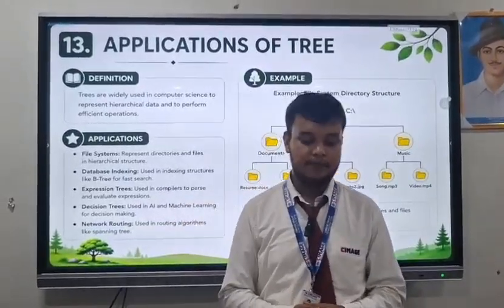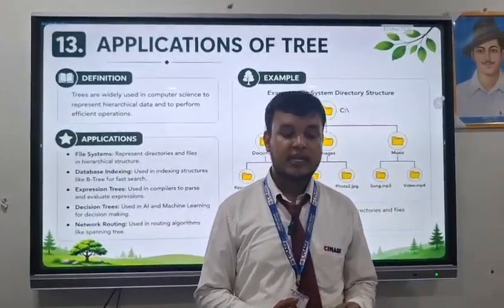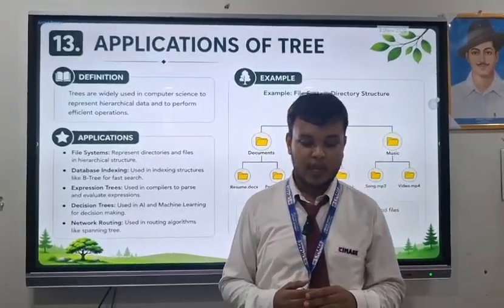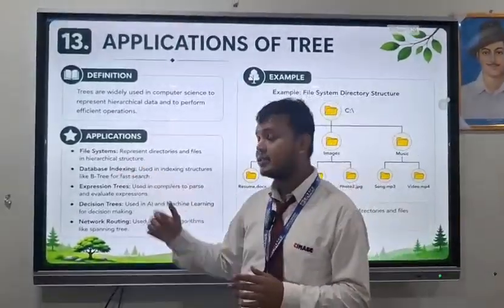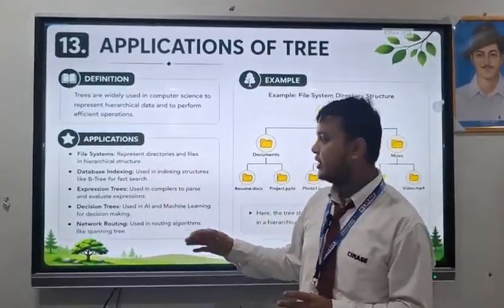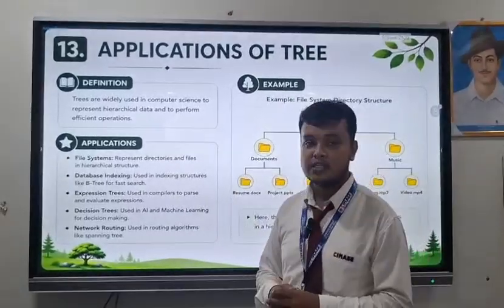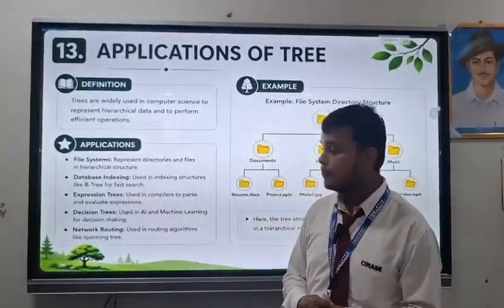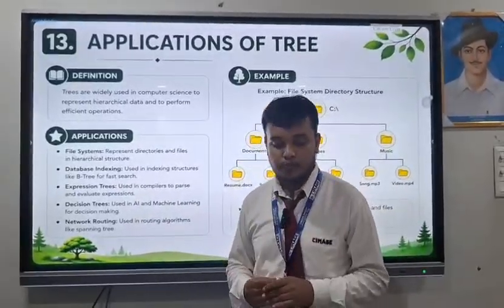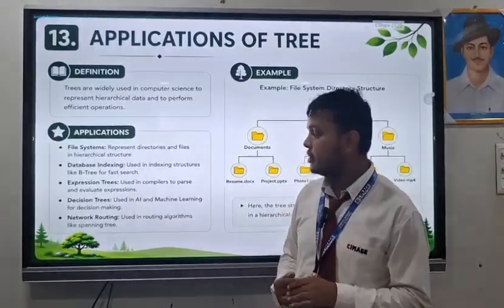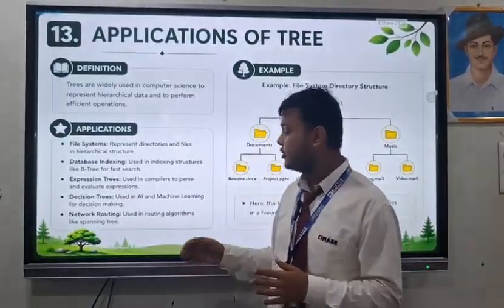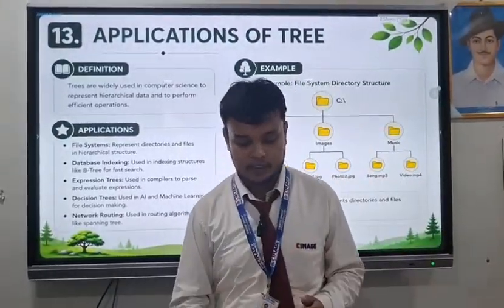Applications of trees. Trees are widely used in computer science to represent hierarchical data and to perform efficient operations. Applications: file system, which represents the directories and files in a hierarchical structure. Database indexing, used in indexing structures like B-trees for fast search. Next one is the expression tree. It is used in compilers to parse and evaluate expressions. Decision trees are used in AI and machine learning for decision making. Network routing is used for routing algorithms like the spanning tree.